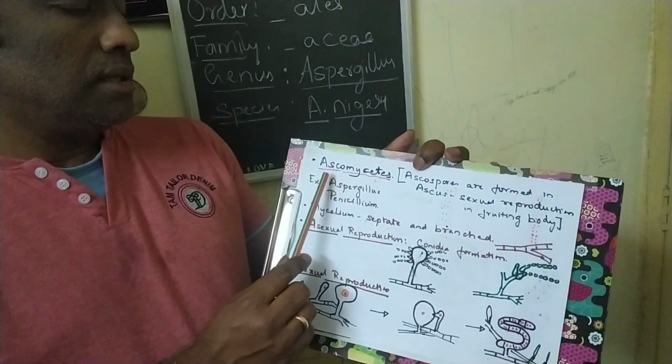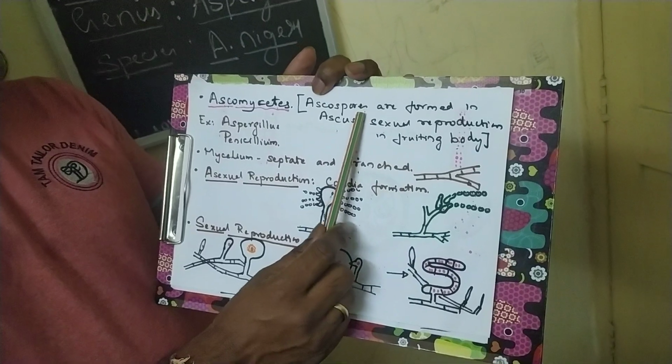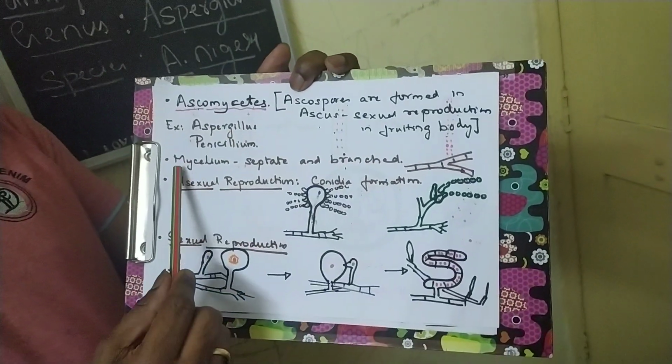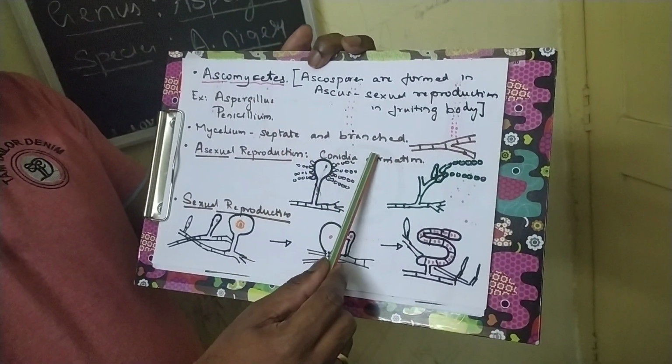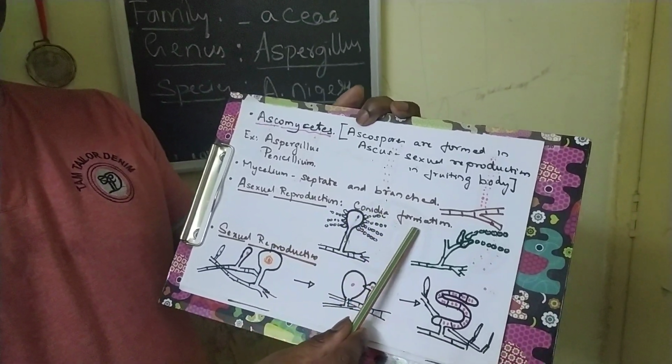As I was telling you, the class Ascomycetes will produce ascospores. In the previous lecture we have just started with that. The mycelium will be septate and branched. Asexual reproduction is by producing conidia, so conidia formation.